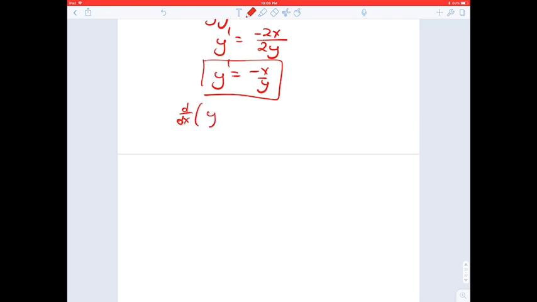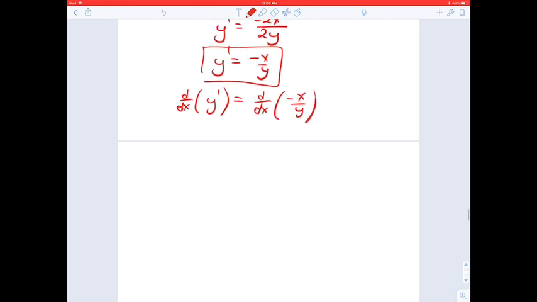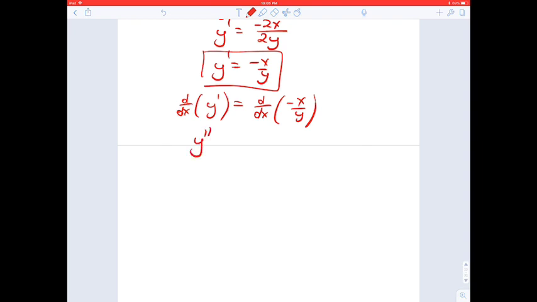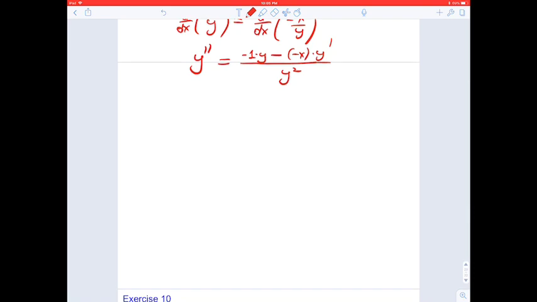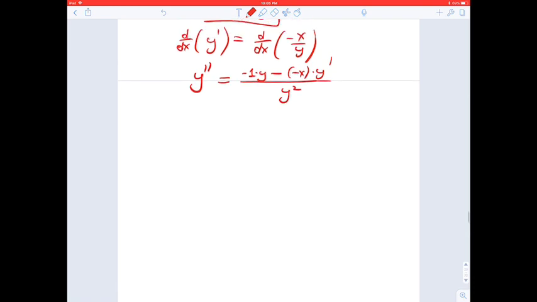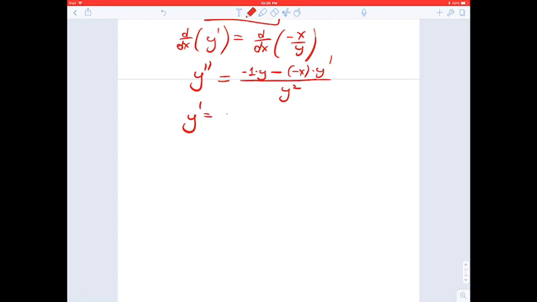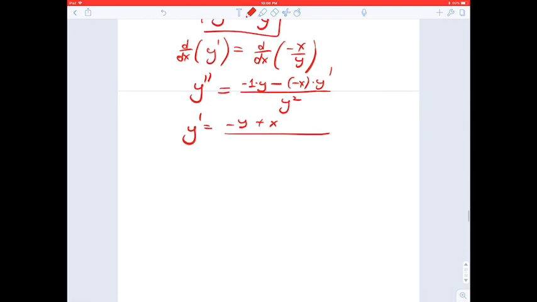Now differentiating with respect to x the left hand side, and differentiating with respect to x the right hand side. Derivative of y prime is simply the second derivative. Now we have a quotient rule. Derivative of negative x is negative 1 times y minus negative x times derivative of y, dividing by y squared. Okay, that means let's simplify a little bit. Negative y, positive x and y prime.